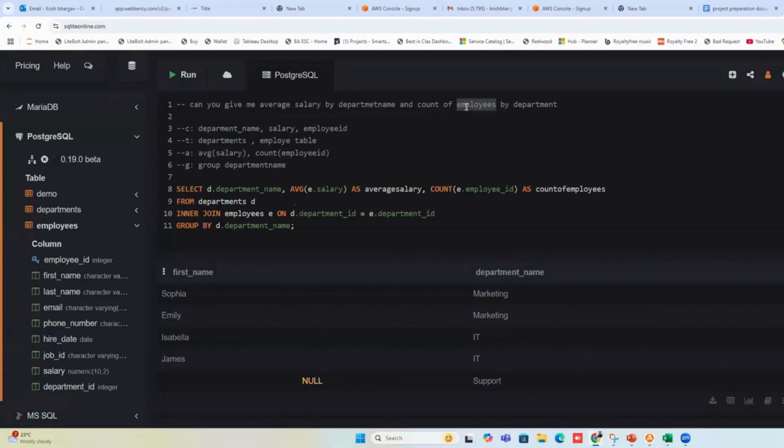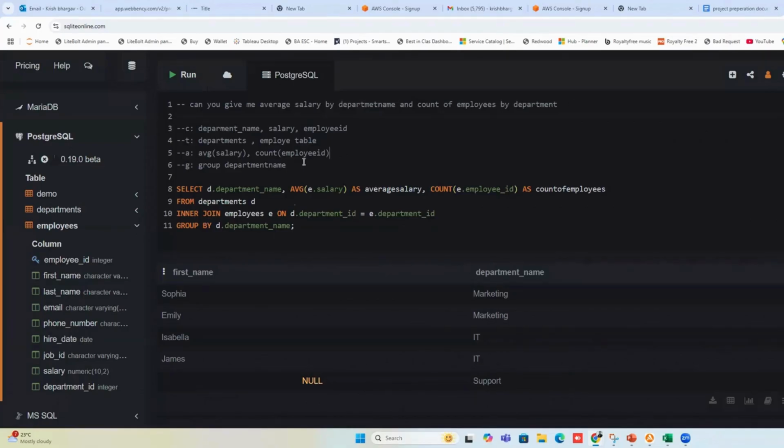Yes, sir. In table names, I have two table names. I have the employee table and the department table. And aggregation, I'm doing two aggregations, average salary and count of employee ID, which is already mentioned in my question. Average salary and count of employees. And grouping, I'm grouping by department.